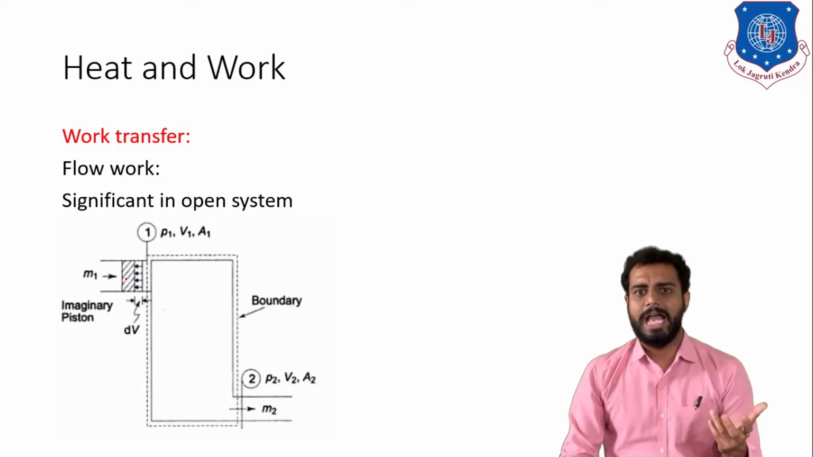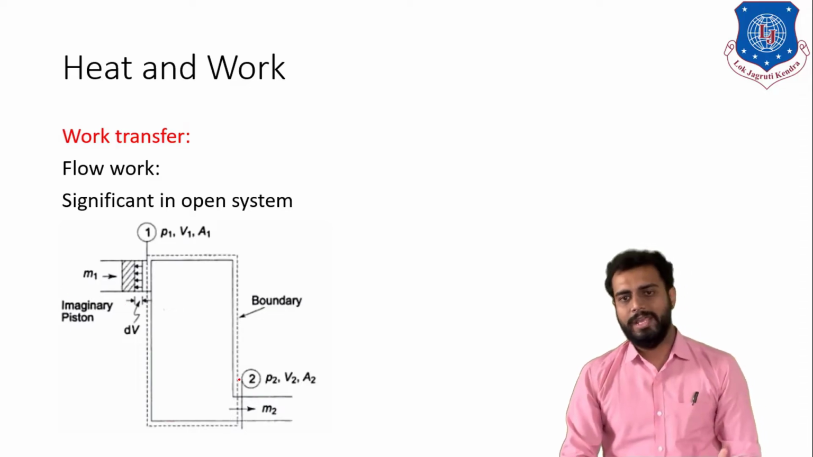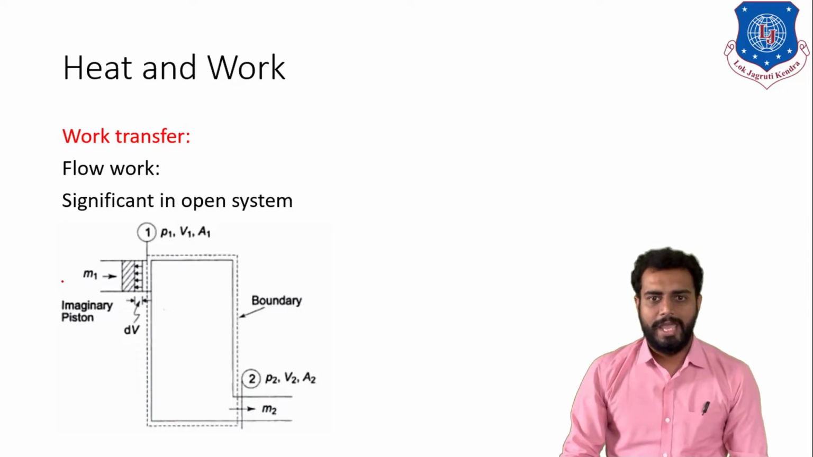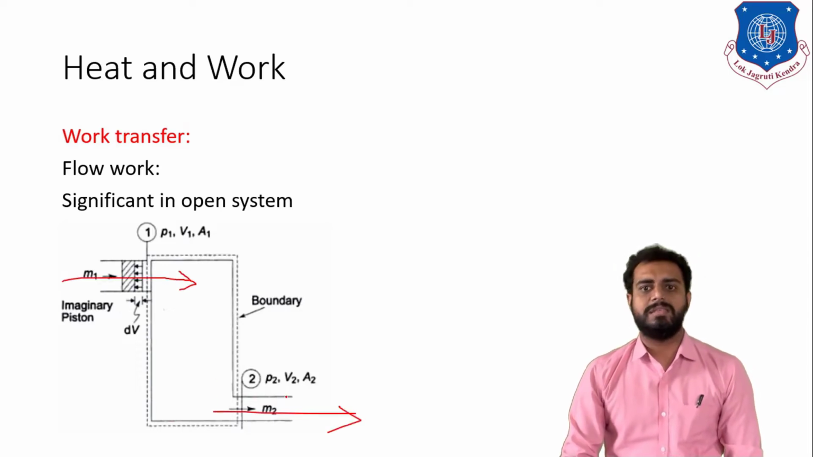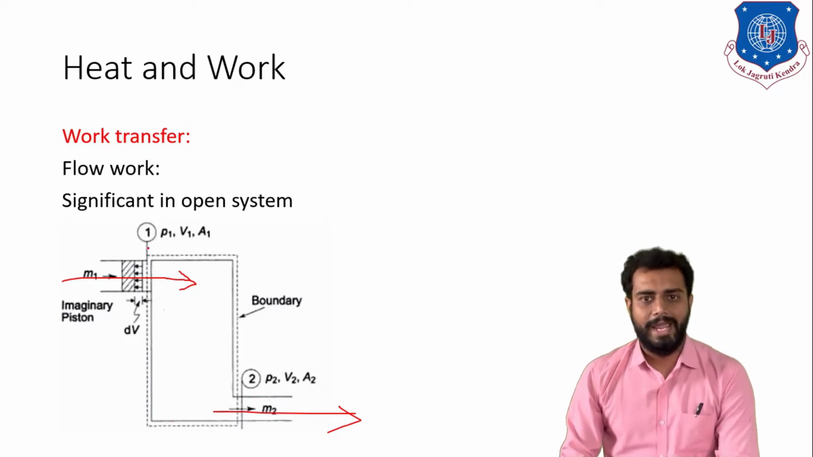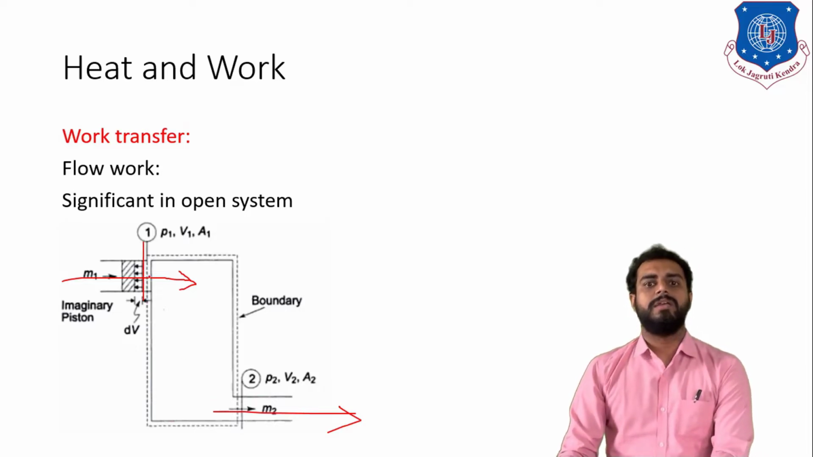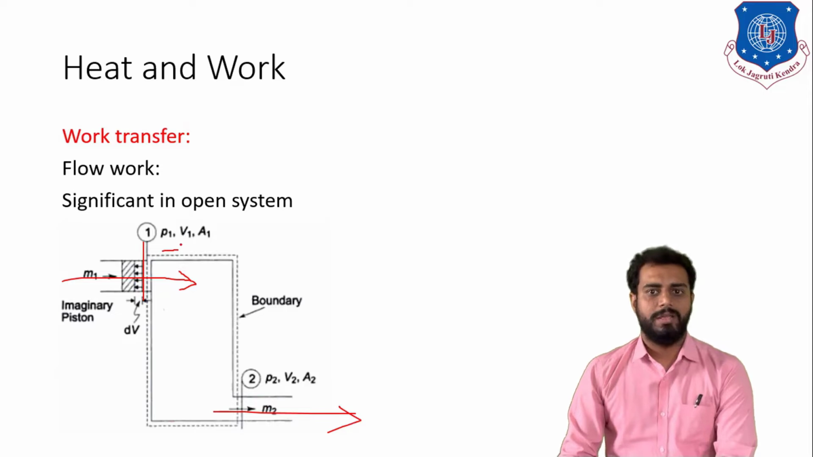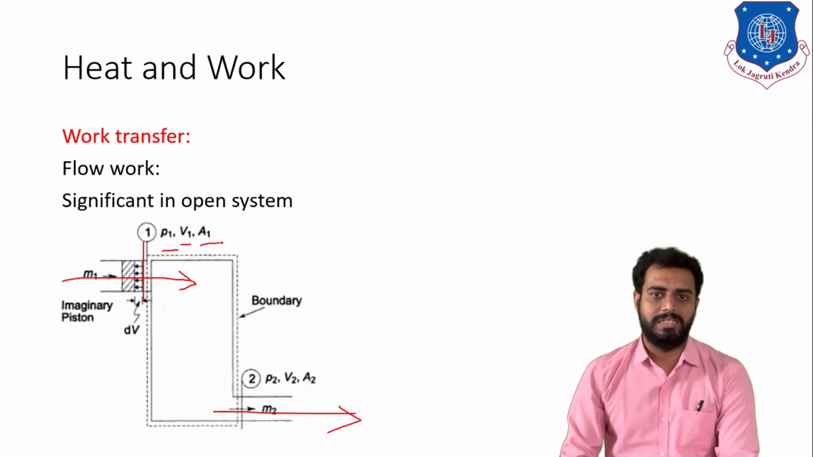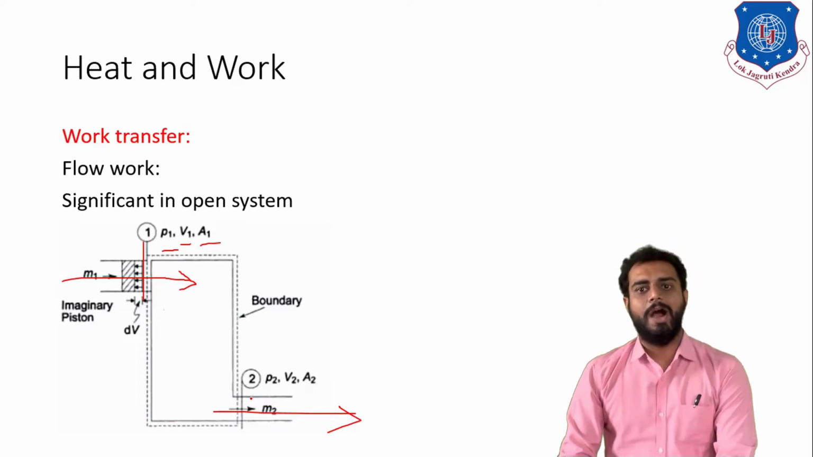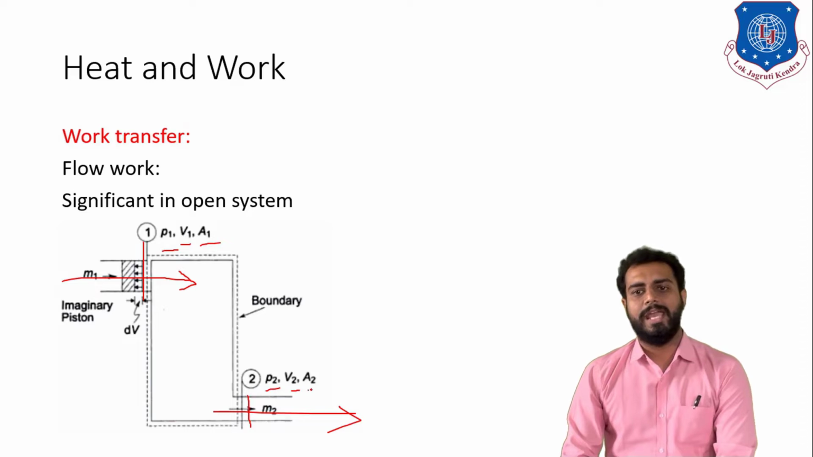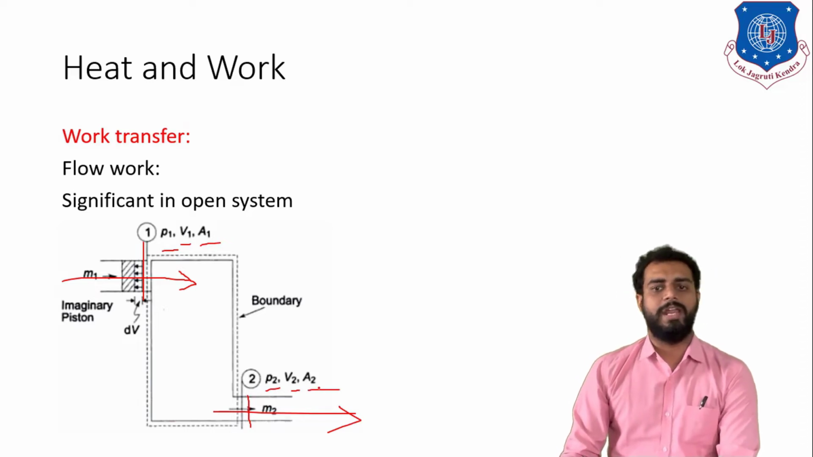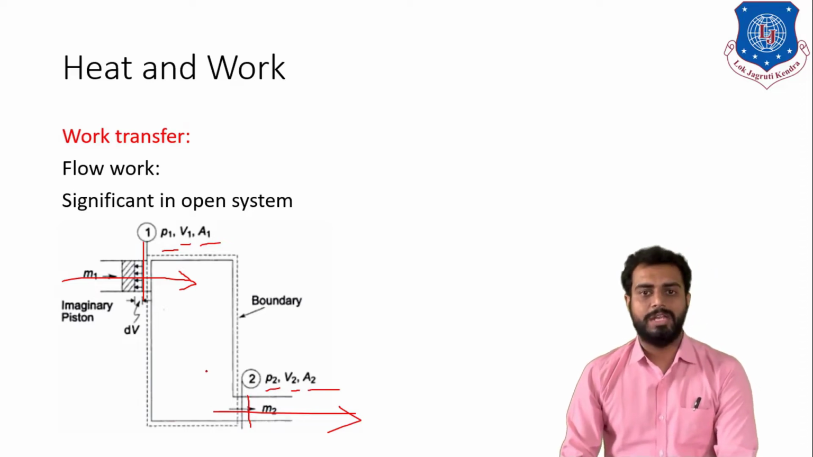For understanding, I have simply drawn a system over here, and in this system some mass is entering and some mass is leaving. At, let's say, section 1 the pressure is P1, the velocity is V1, and the area of cross section is A1. In the same way at the outlet, that is 2, the pressure, velocity and area are P2, V2 and A2 respectively.